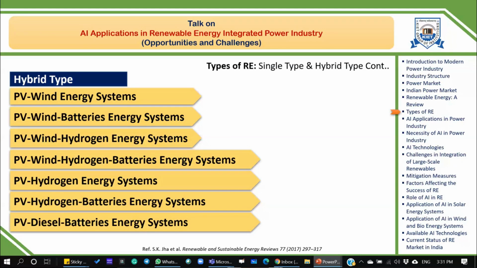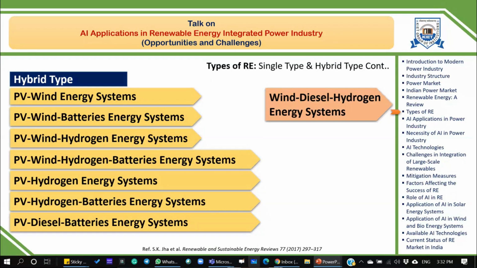PV integration with the diesel and battery system. So mostly in standalone systems in rural areas, we are using the PV diesel and battery energy system, and that is the most popular energy system, you can say, for rural areas.